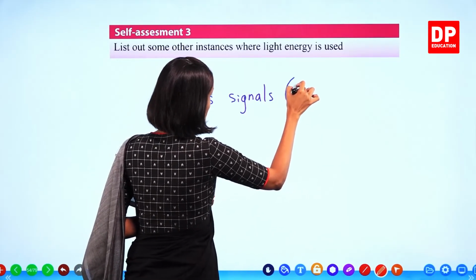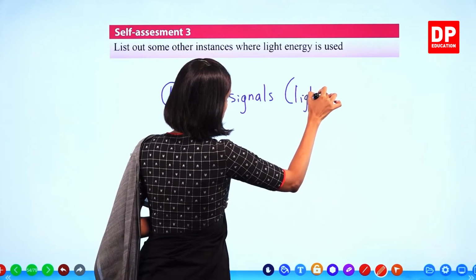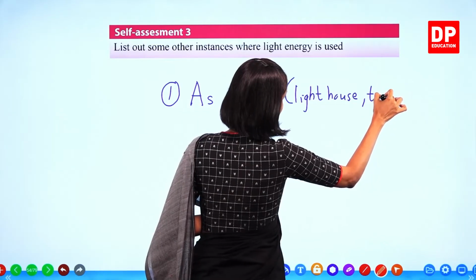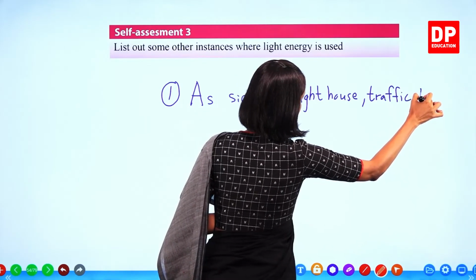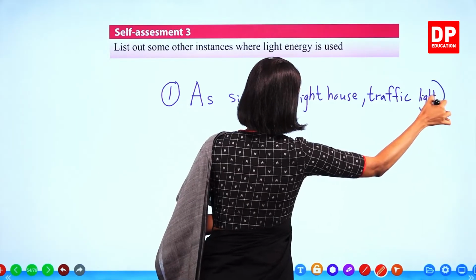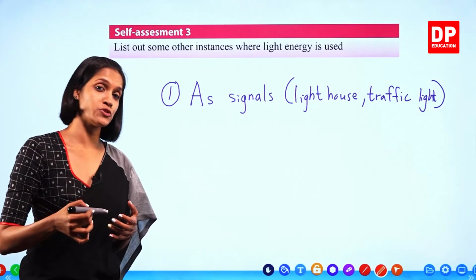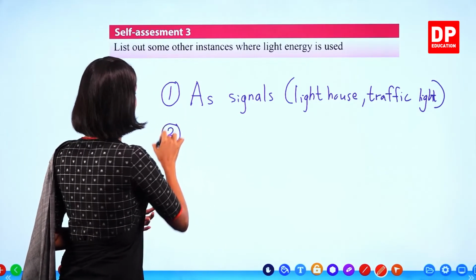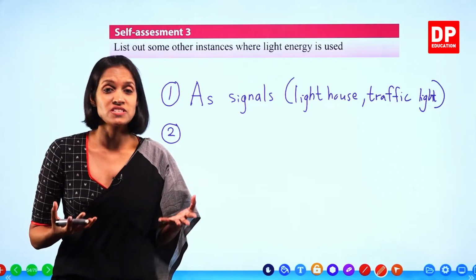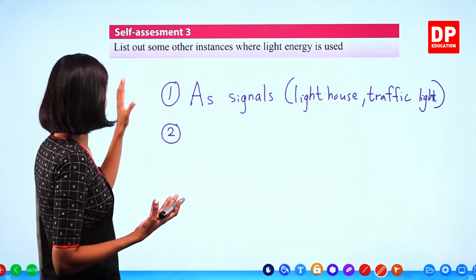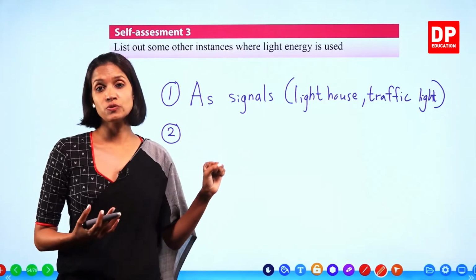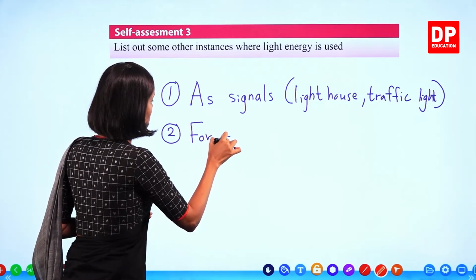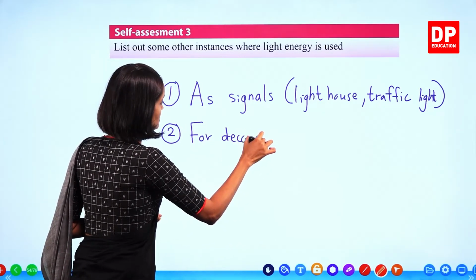So we can write examples: lighthouse, traffic lights. So in traffic lights, most of the time, 3 types of colors are used, right? So as signals, light is used. What are the other things? For decorations, light is used, okay? So some other instances where light energy is used. For decorations, right? So in different events, for decorations.